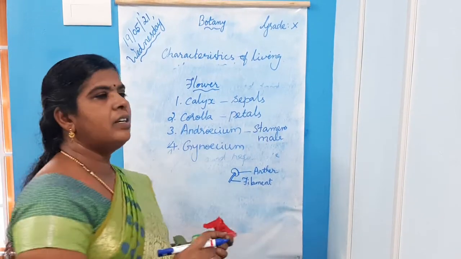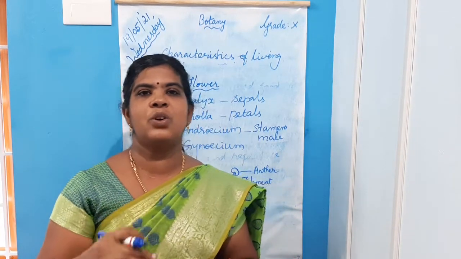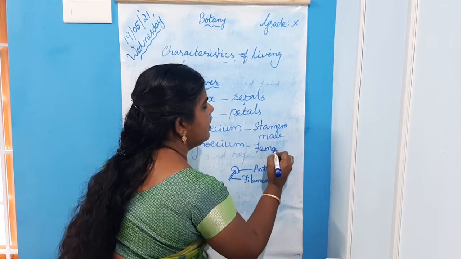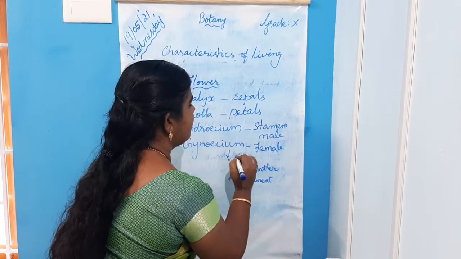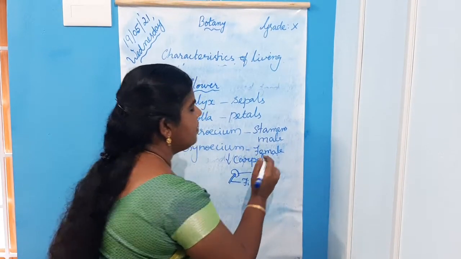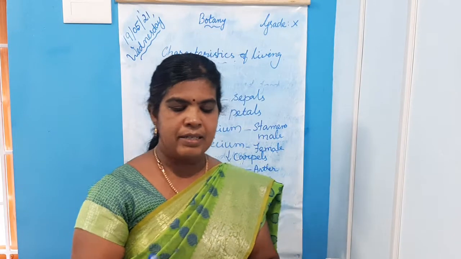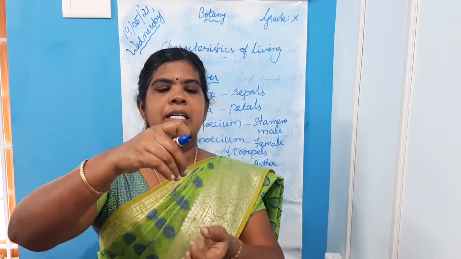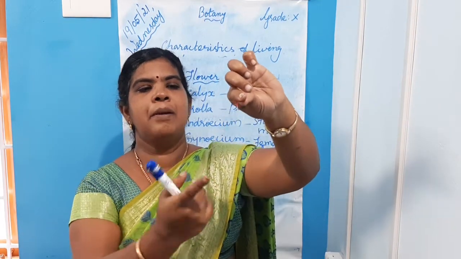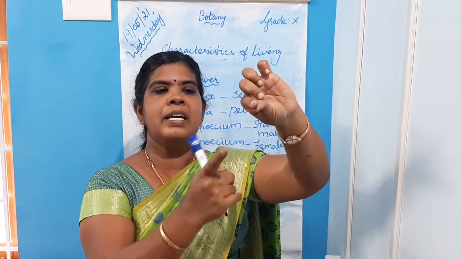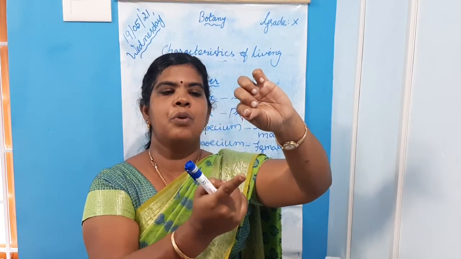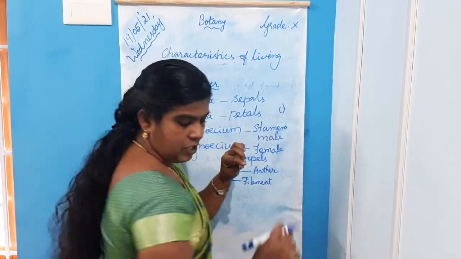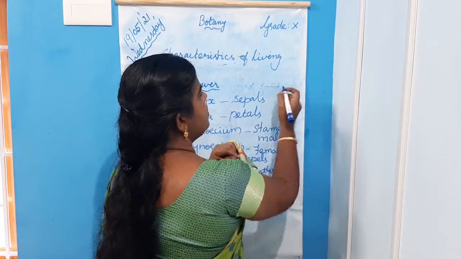Next, the fourth whorl, or the innermost whorl of the flower, is called gynoecium. This is the female part of the flower. Gynoecium consists of carpels. See here, it consists of three parts, namely ovary, style, and stigma. These are the parts of gynoecium.